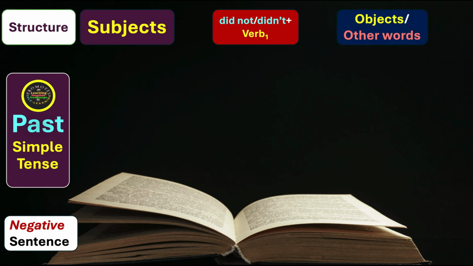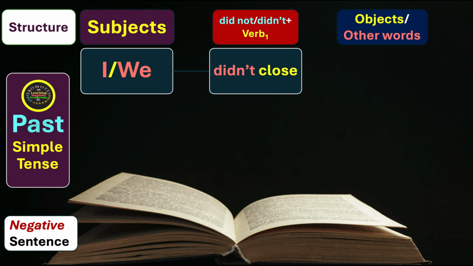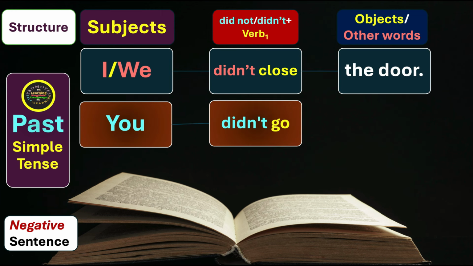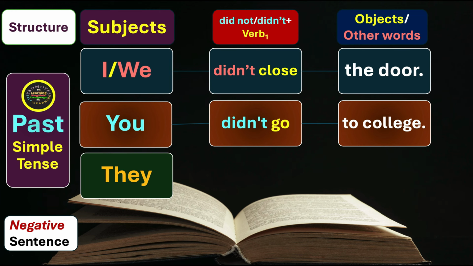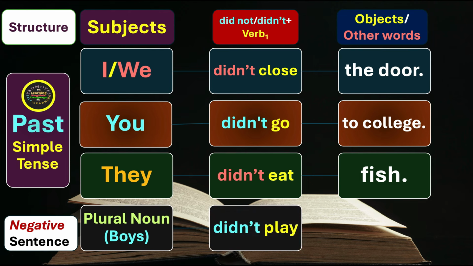And then we have objects or other words, like we have the subjects I or we didn't close. We cannot say didn't closed. We cannot use the past simple form of the verb two times. It's wrong. And then we have the object. Likewise, you didn't go to college. They didn't eat fish. Plural noun, boys, girls, students didn't play tennis.